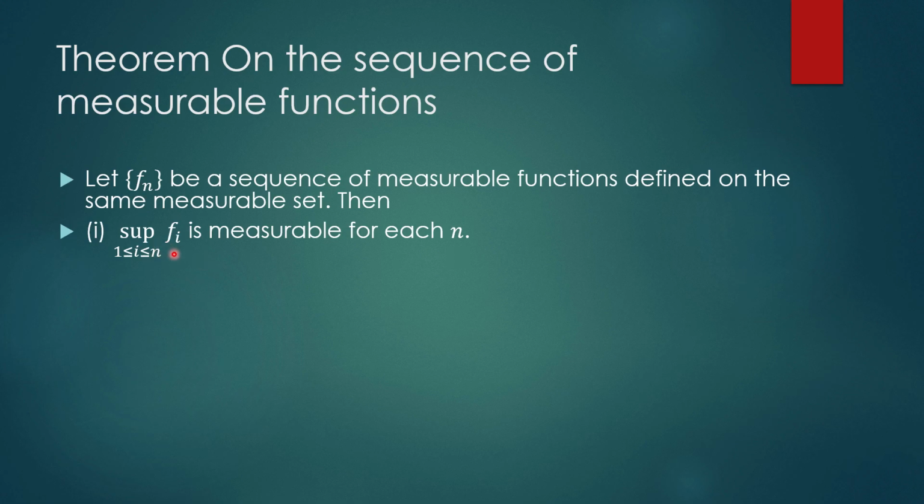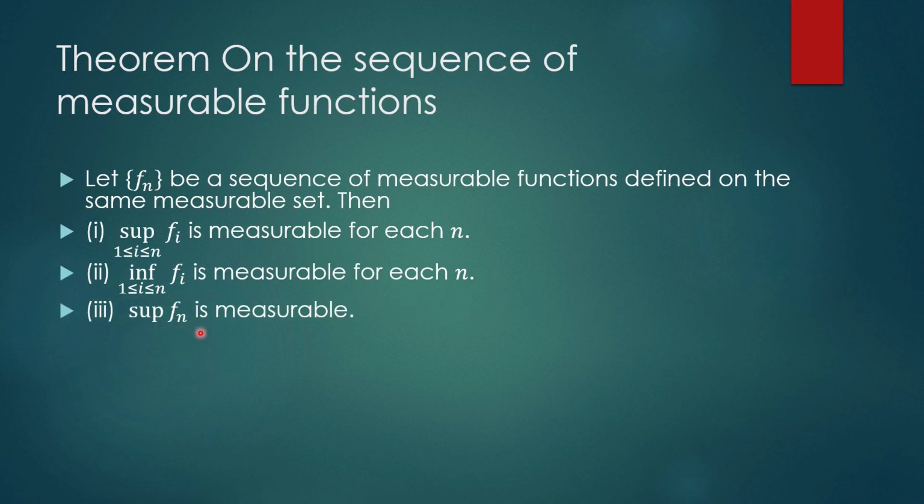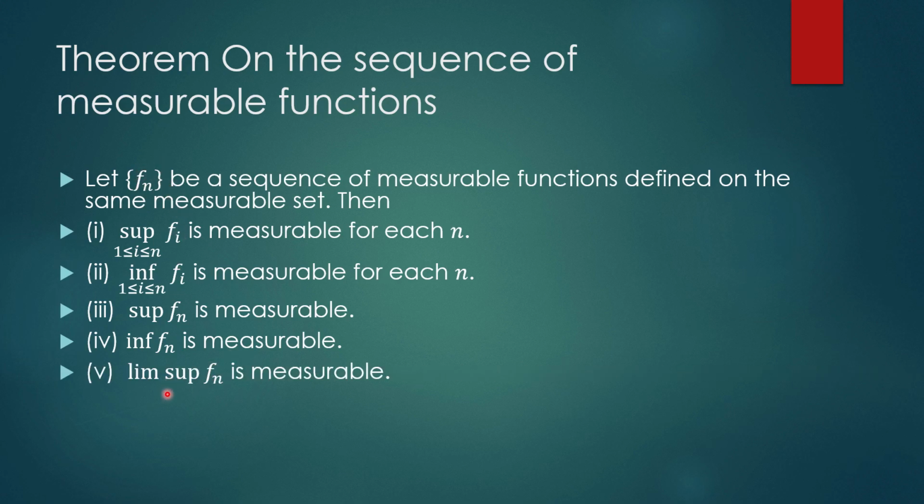So what is supremum f_i? We have already defined it. Number 2, infimum f_i is also measurable for each n. Number 3, supremum f_n is measurable. This supremum is a supremum of a finite number of functions, and this supremum is the supremum of the sequence of functions. Then number 4, this infimum is also the infimum of the sequence of functions. So this one is different from this one. This is the infimum or minimum of a finite number of functions, but this one is the infimum of the whole sequence of functions. Number 5, limit supremum f_n is measurable. Number 6, limit infimum f_n is measurable.